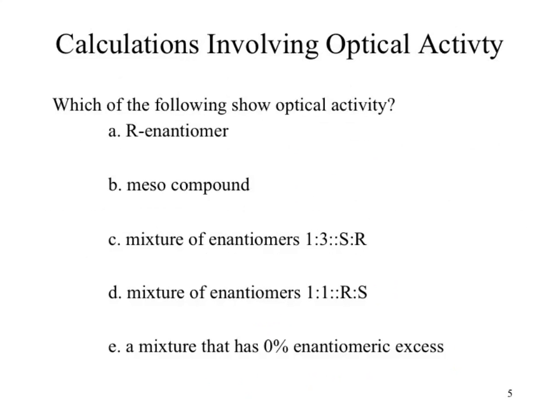If it is pure, if it is 100% R, what's our enantiomeric excess? So it's 100% R minus 0% S. What's our enantiomeric excess? It's 100%. So a pure solution has 100% enantiomeric excess because it is 100% more than our other one.